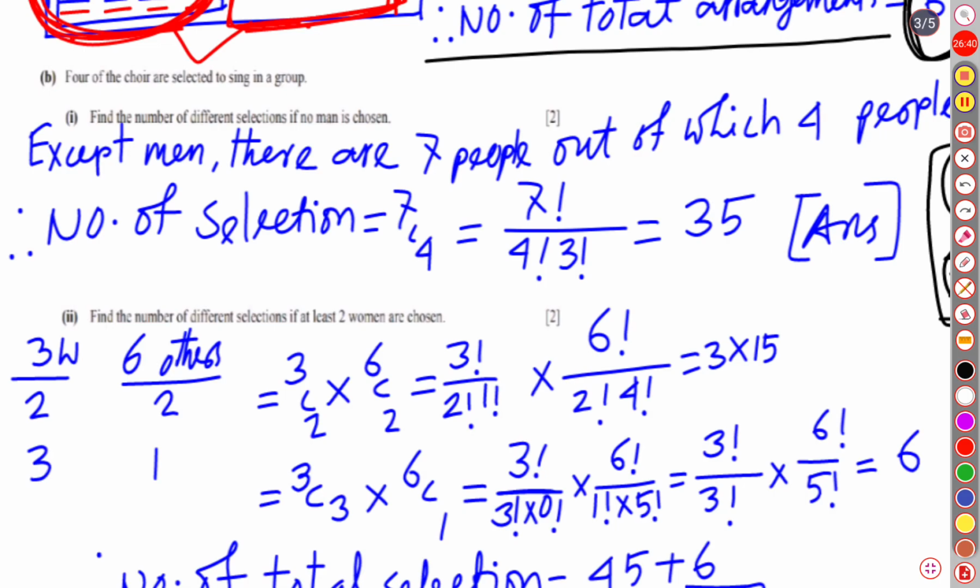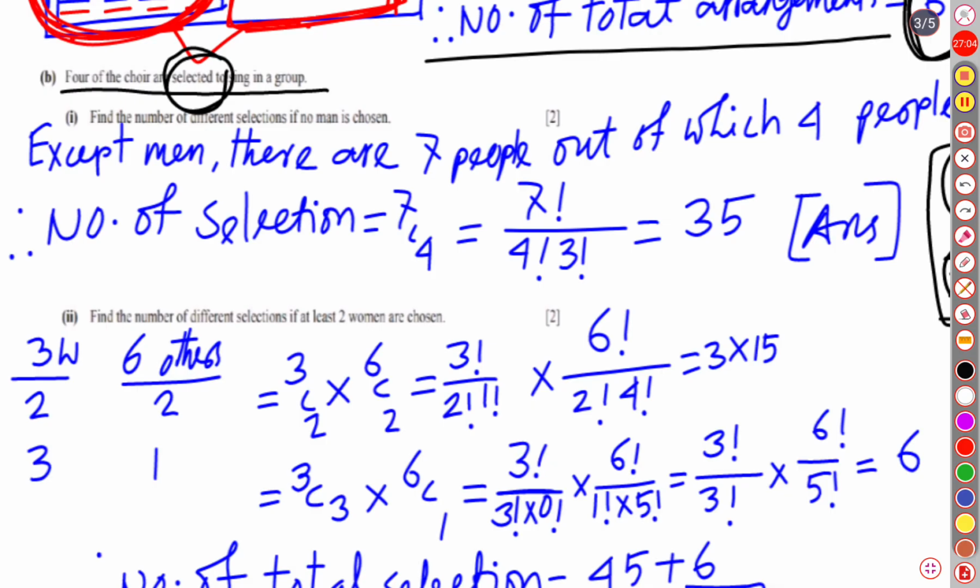The next question says, four of the choir are selected to sing in a group. Now this is a clue word, so we should not ignore it. That four have been chosen, and it is about selection. Look at this here, the word has been written as selected. So for selection we will use combination.